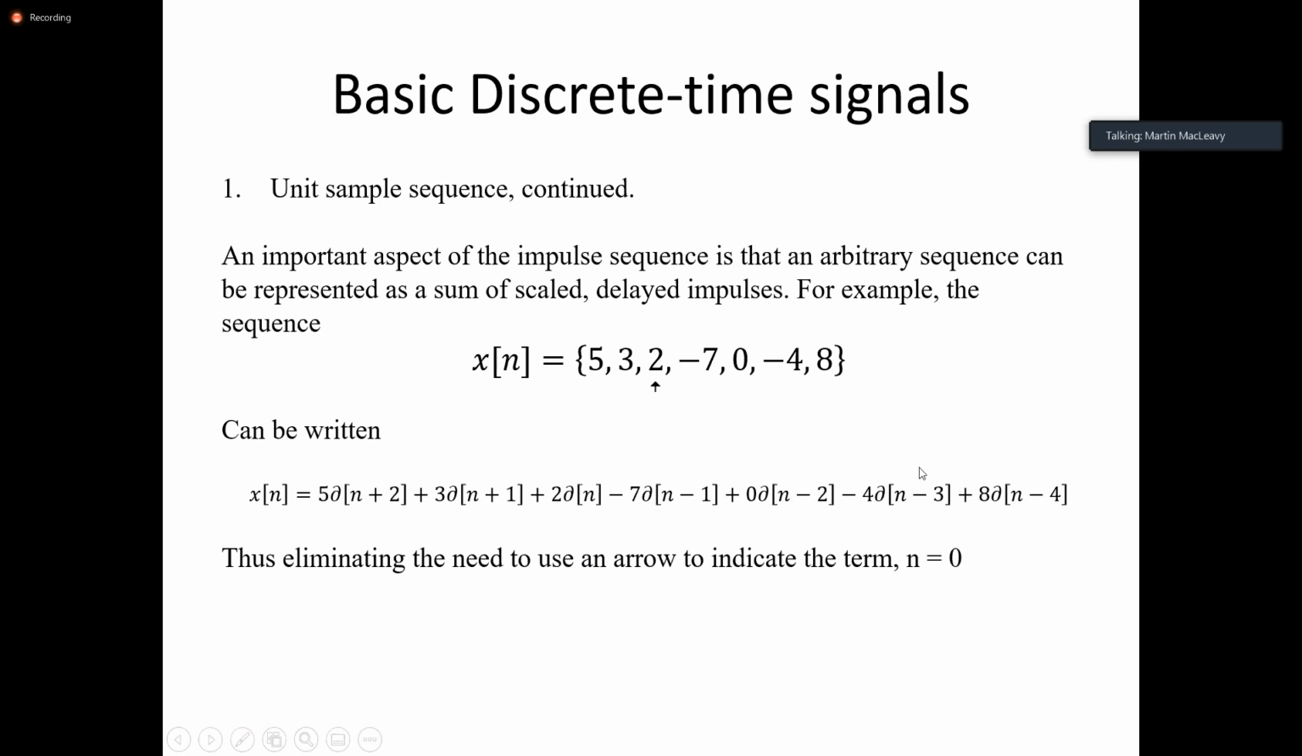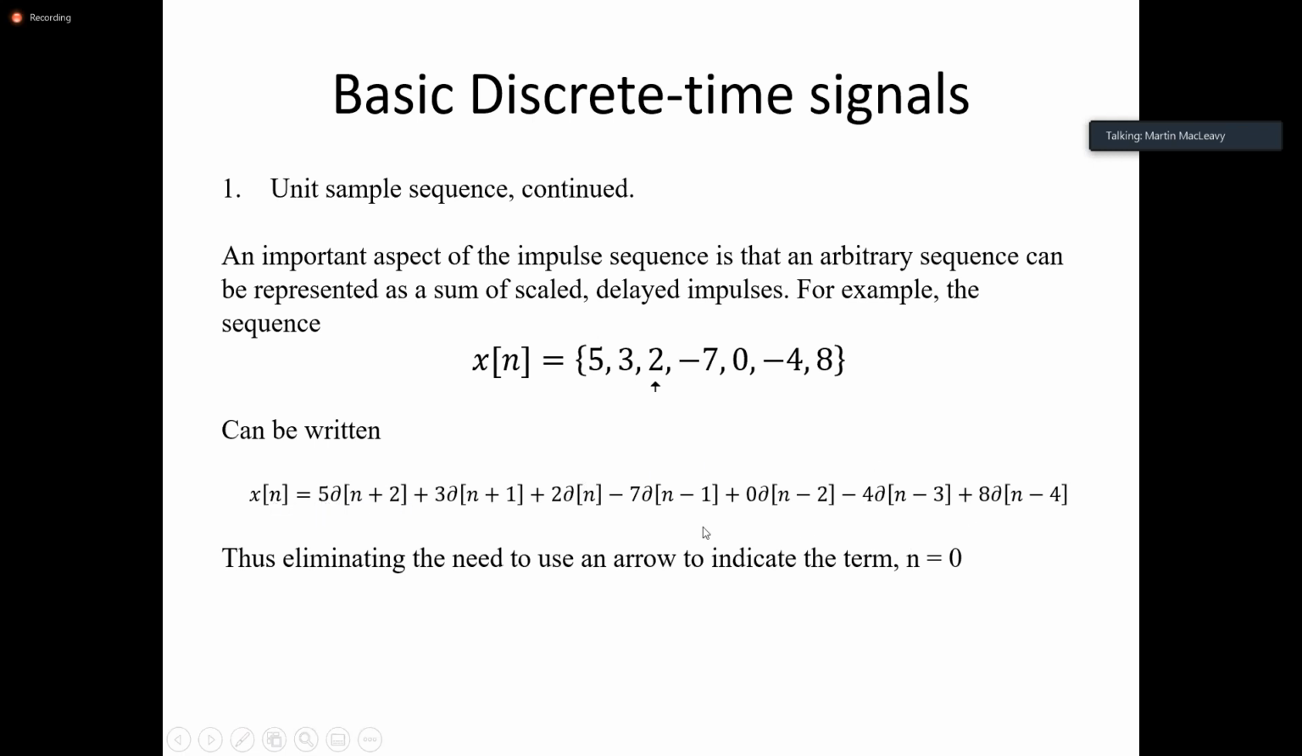Similarly, all these other terms are 0, and the only non-zero term when n is equal to 0 is 2. Therefore, we have it there. If we choose, for example, n equal to minus 2, so here this is the 0th term, the minus 1th term, the minus 2th term, right? So here n is equal to minus 2 plus 2 gives you 0. Delta 0 is 1, and therefore x of minus 2 is 5.